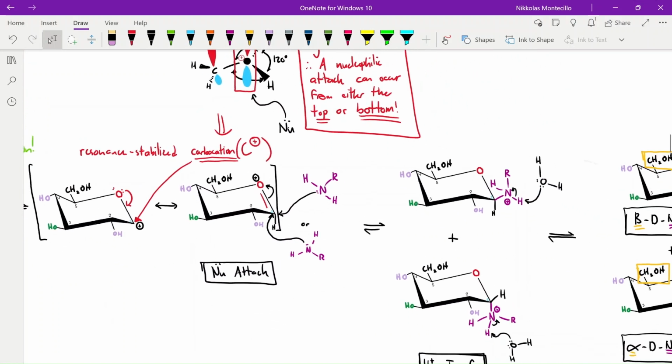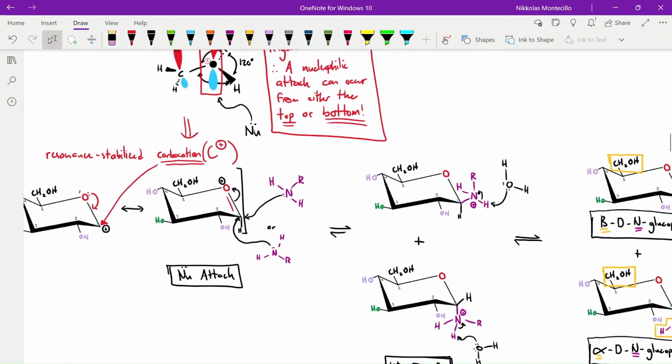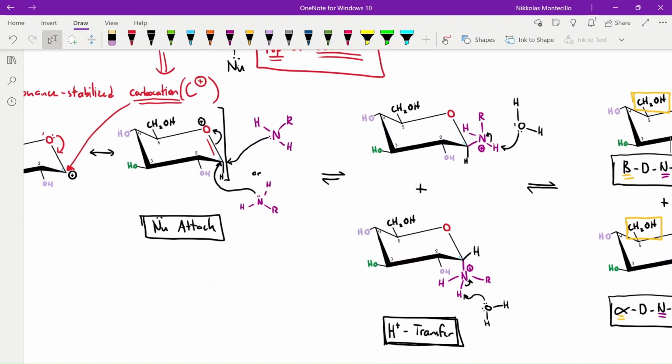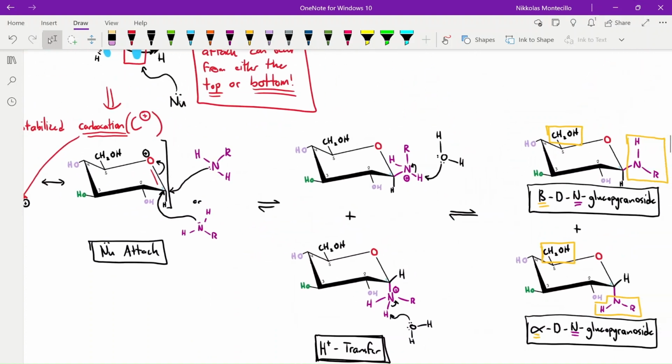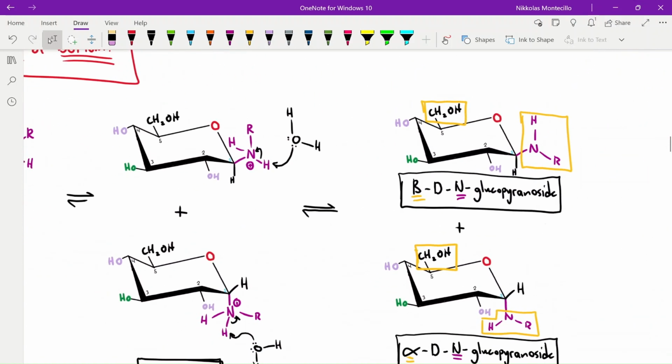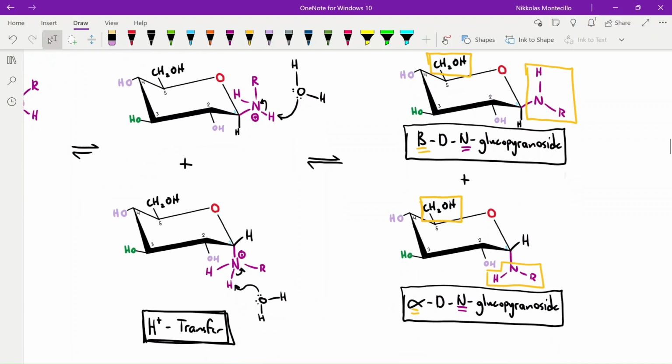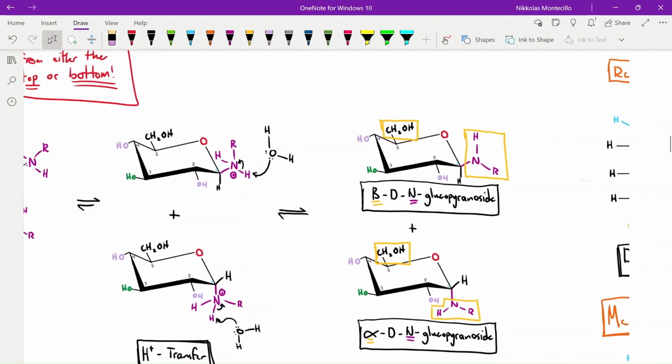And what we see here is the formation of an N-glycoside that's currently protonated. So we see here that there's the deprotonation of the nitrogen atom of the amine that's attached to the glycoside. And we see here that two products form, beta D-glucopyranoside, N indicating the fact that this is an N-glycoside, where there's an amino group instead of a hydroxyl group, or instead of an alkoxy group, and alpha D-glucopyranoside.